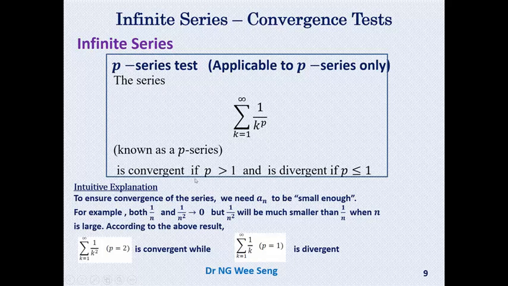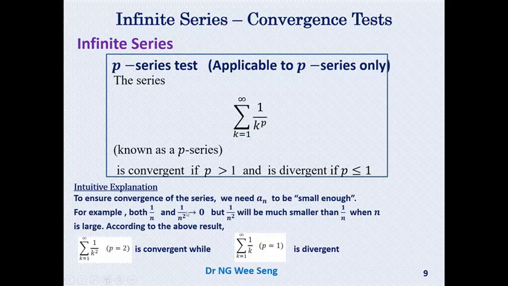And the explanation for this test is that, like what we mentioned earlier, for the series to be convergent, we want the sequence to be small enough. 1 over k power p will be small when p is large. So when p turns out to be greater than 1, the resulting series is convergent. And that's because 1 over k power p will converge to 0 faster when p is larger.